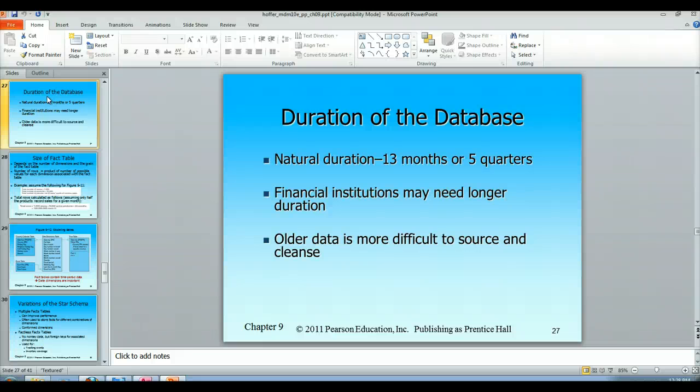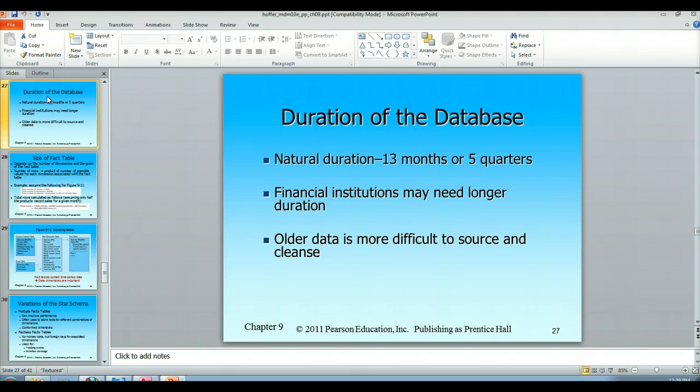And when we're talking about the database here, we're talking about the data warehouse. So there is what's known as a natural duration. The natural duration is 13 months or 5 quarters. The reason for that is over the course of 5 quarters, you are going to get a nice natural annual picture of what your institution looks like. And for most businesses, that's fine.